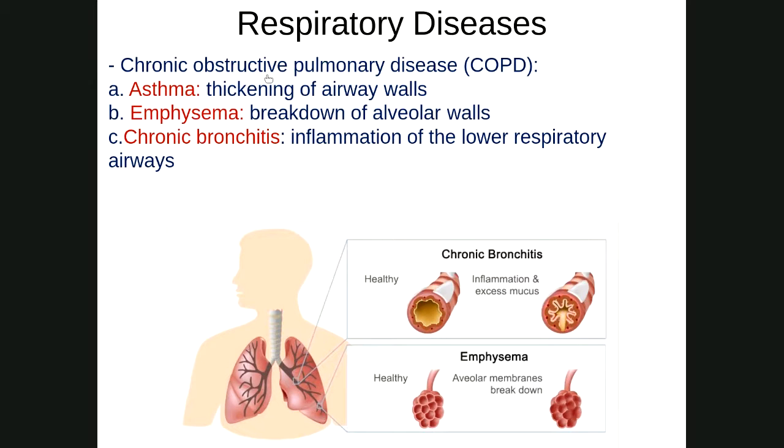In emphysema, there will be activation of certain enzymes that will break down the alveoli, causing hypoxia. Chronic bronchitis is something similar to asthma, but it is not allergic. It's mainly due to smoking. Emphysema is also due to smoking. This inflammation can cause spasm of the lower respiratory tract, making it very difficult for air to pass to the alveoli.